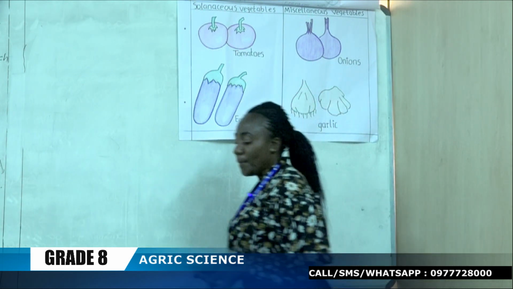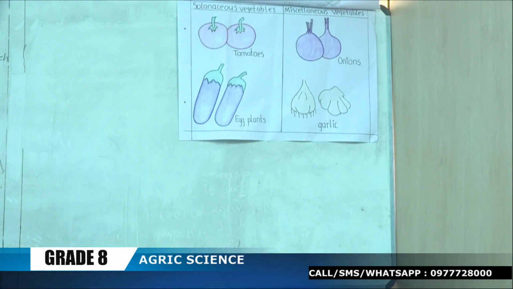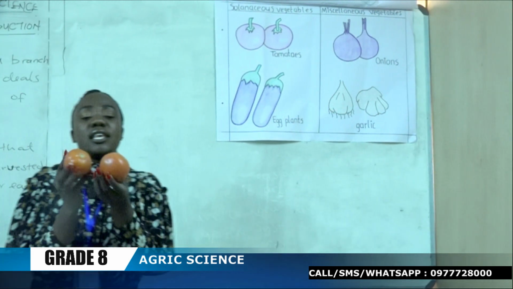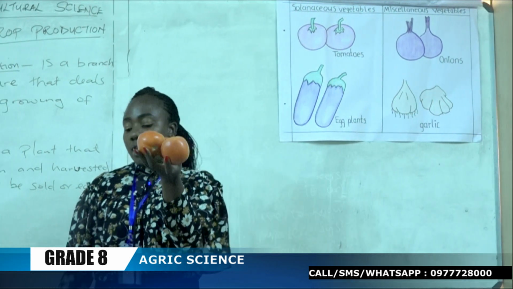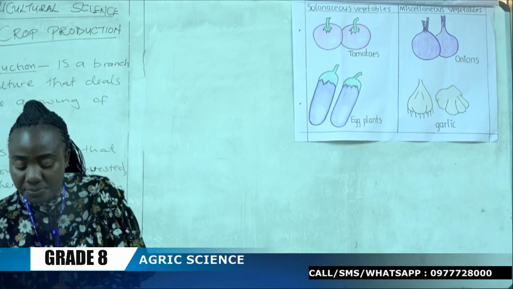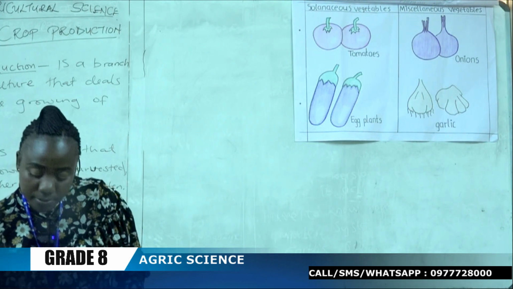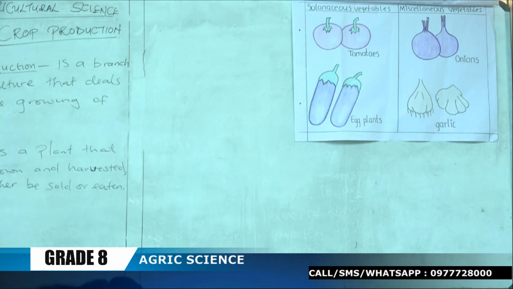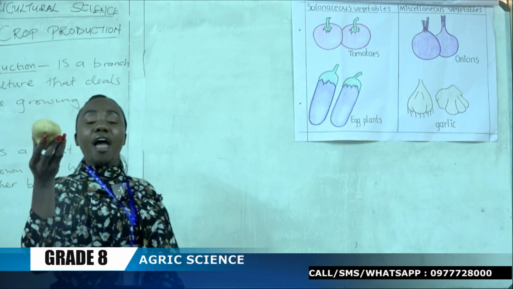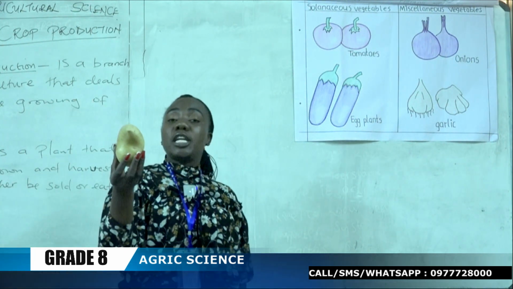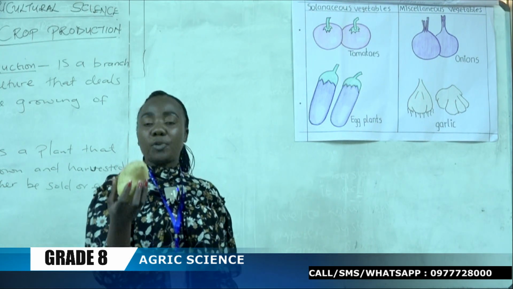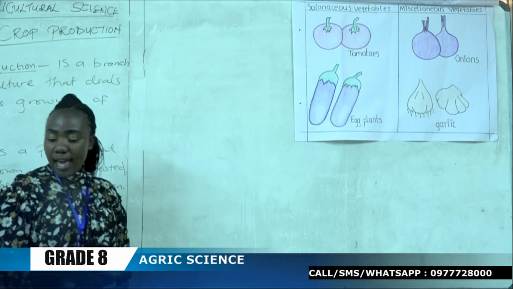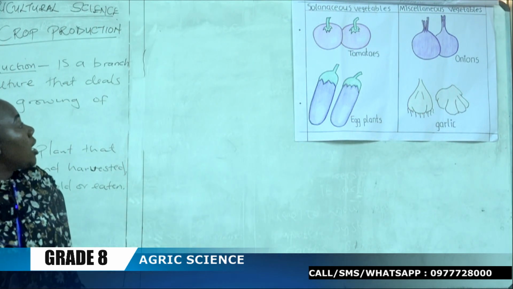So with me here, I have examples of solanaceous vegetables, which are tomatoes. So these are tomatoes. Apart from tomatoes, I have an Irish potato. An Irish potato is an example of solanaceous vegetables. Are we together? Hope we're moving together. Okay.